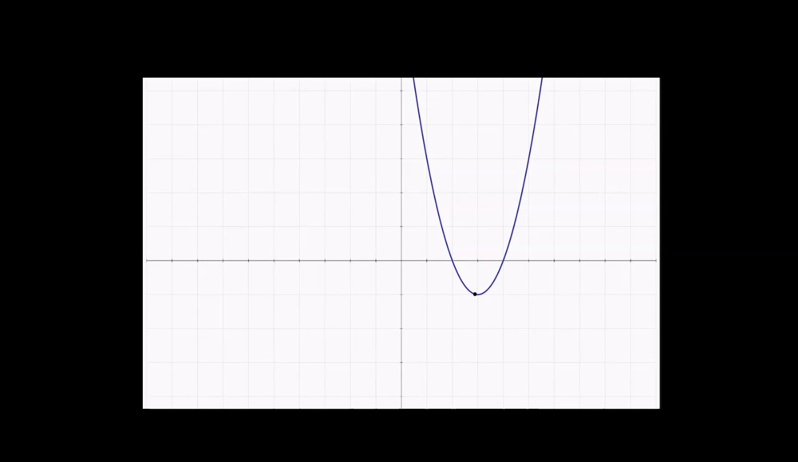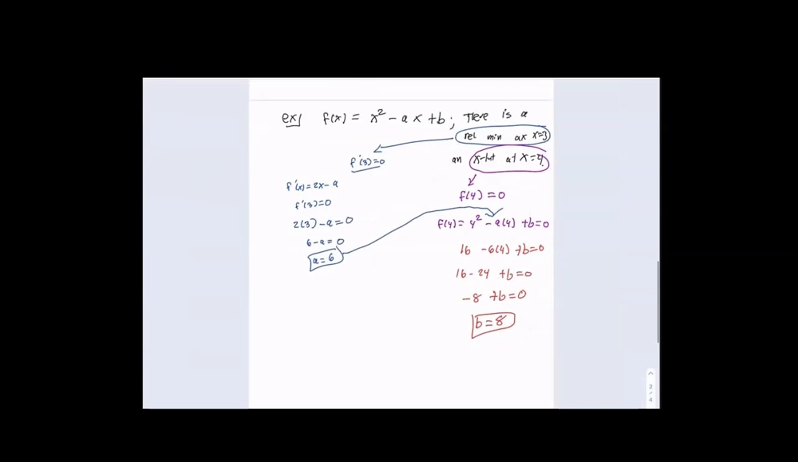And that's it. In this case the answer really is x squared minus 6x plus 8, which gives me these properties. It has a relative minimum at x equals 3, and it has an x-intercept at x equals 4. There's also another x-intercept at x equals 2. It also has a y-intercept at 8.